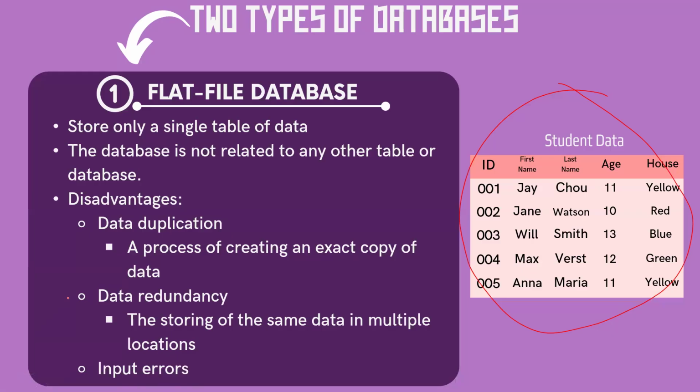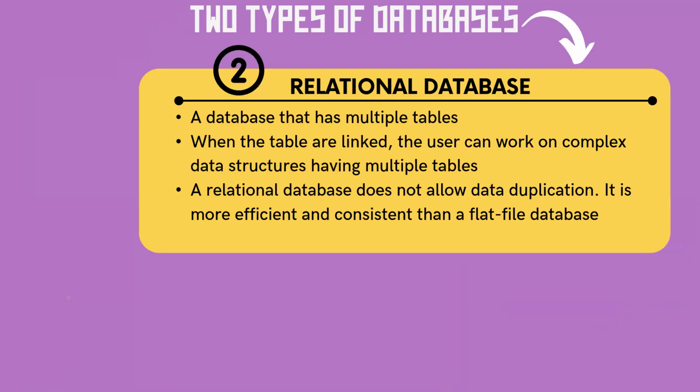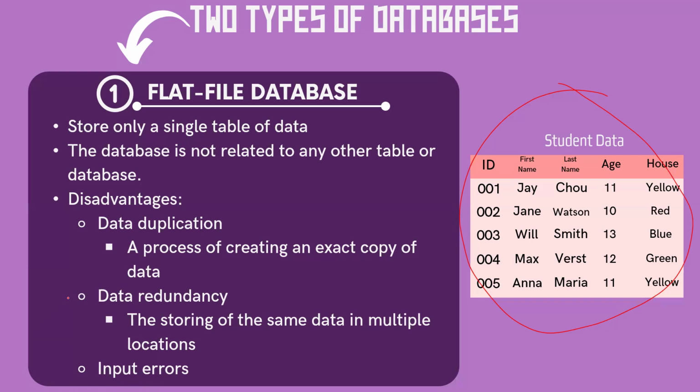And that's not in our syllabus right now. The disadvantage is important: data can be duplicated, the process of creating an exact copy of data. This is the disadvantage of the flat file database. There is another disadvantage of data redundancy, storing of the same data in multiple locations. That's another problem. And input errors. So type errors can be made with this type of database, the flat file system database.